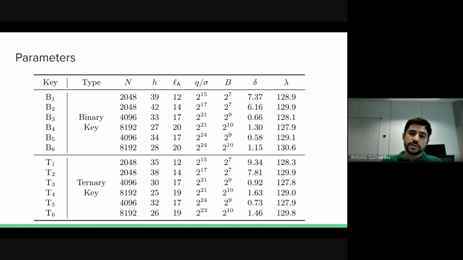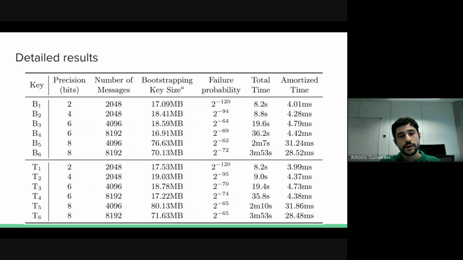Another thing to note here is that we also have this value delta, which is a security loss due to the rejection sampling that we do to compute the bound B. This security level is already considering the original security level minus the security loss delta. Detailed results, I will compare with other literature with non-amortized bootstrapping in the next slide.